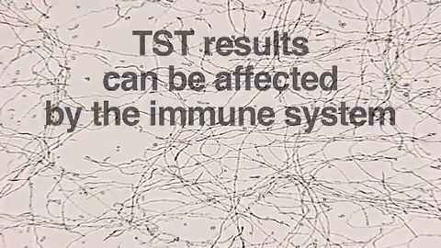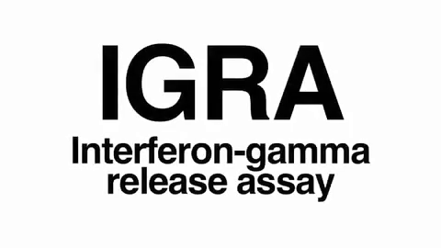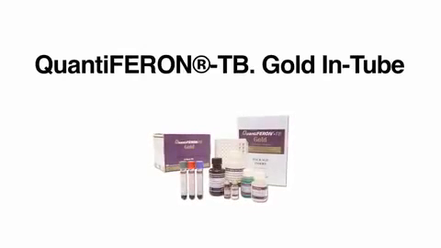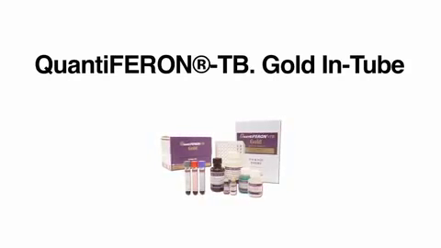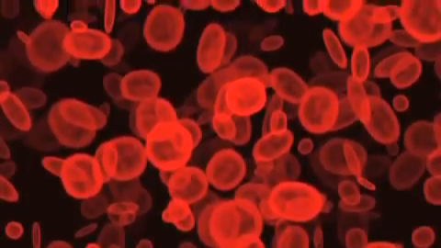Even people with TB disease may have a negative TST reading, for example, because their immune system is compromised. IGRAs are the second test for diagnosing TB infection. Two types of IGRAs are available: QuantiFERON TB Gold In-Tube, or QFT, and the T-Spot TB. Both measure the immune response to TB proteins in blood.